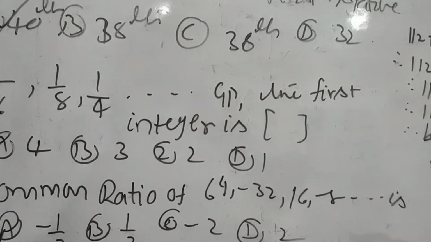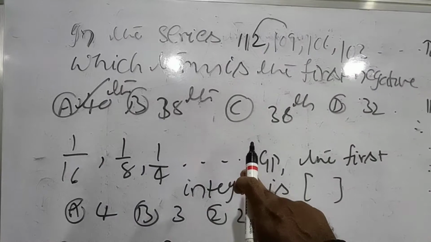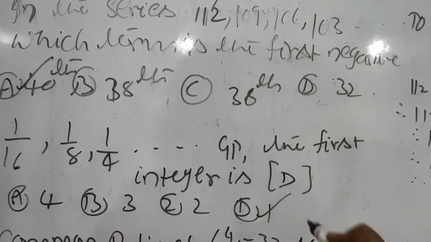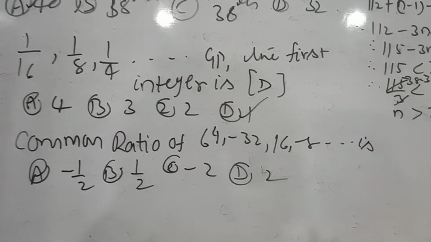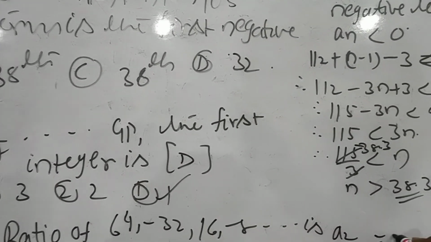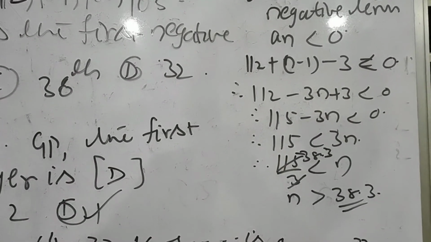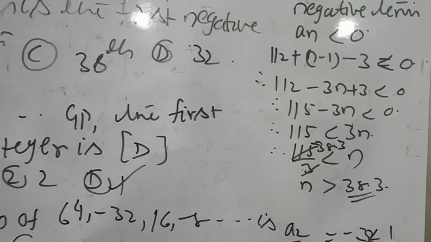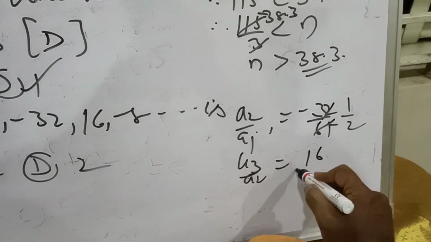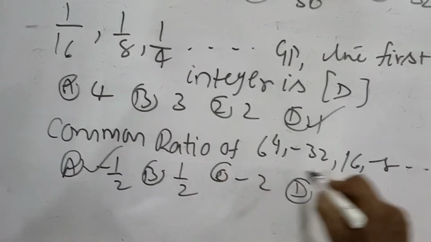If 1 by 16, 1 by 8, 1 by 4 are in GP, then the first integer, in this one it is in GP, therefore the first integer should be 1. Option is D. The common ratio of 64, minus 32, 16, minus 8 and so on is a2 by a1, which is equal to minus 32 by 64. That is equal to minus 1 by 2. Similarly, a3 by a2, 16 by minus 32, is also minus 1 by 2. So the common ratio is always minus 1 by 2.